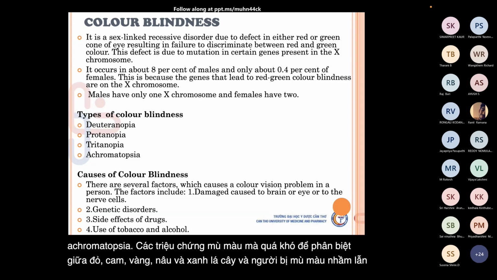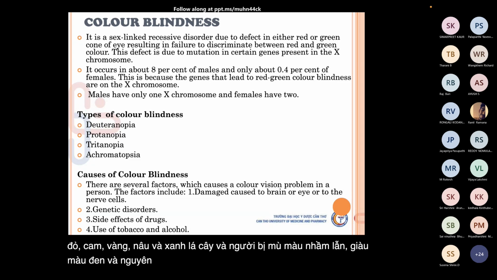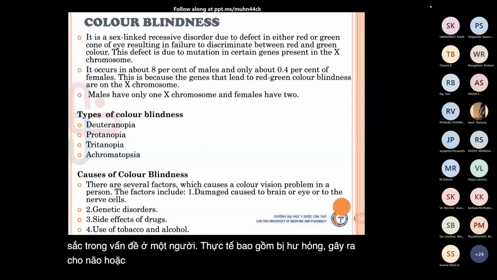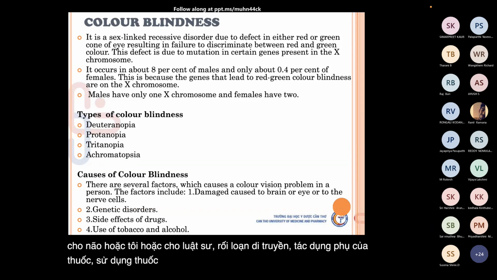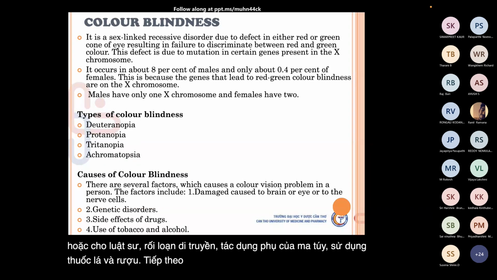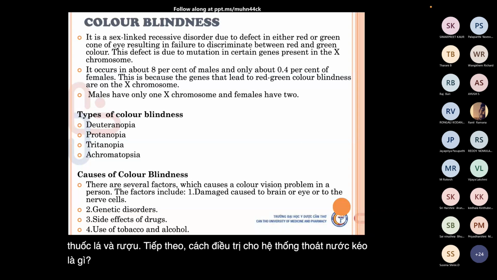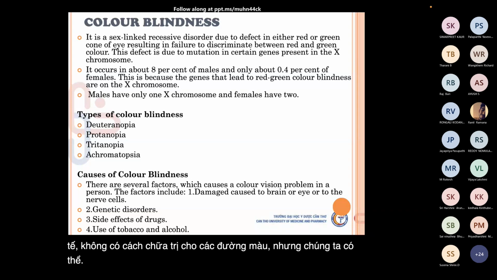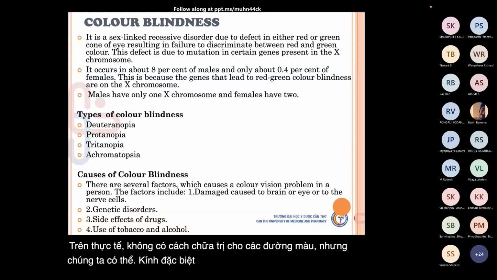As for the causes of color blindness, there are several factors which cause a color vision problem in a person. The factors include damage to the brain, eye, or nerve cells, genetic disorders, side effects of drugs, and use of tobacco and alcohol. Next, what is the treatment for color blindness? Actually, there is no cure for color blindness, but we can use special glasses and contact lenses.